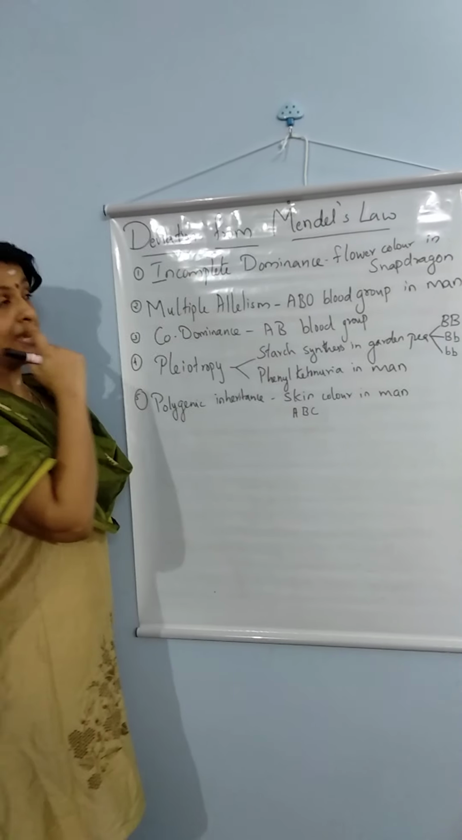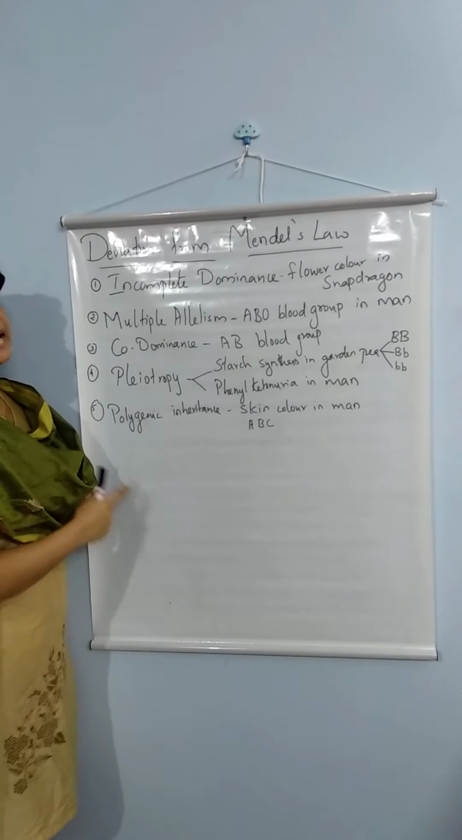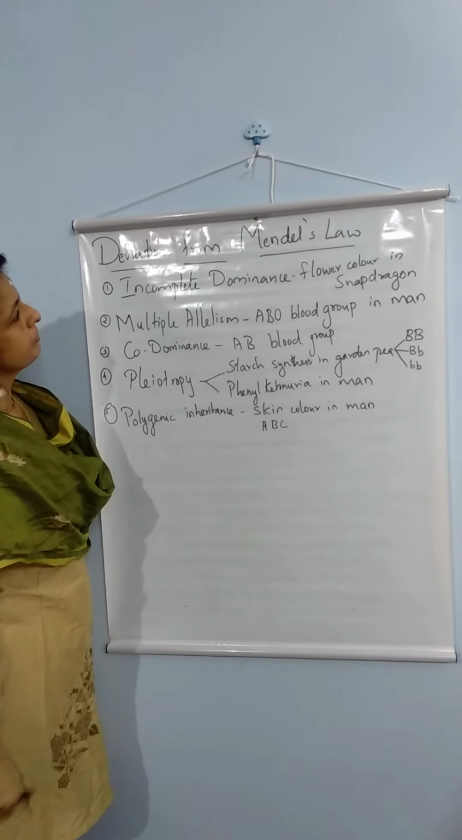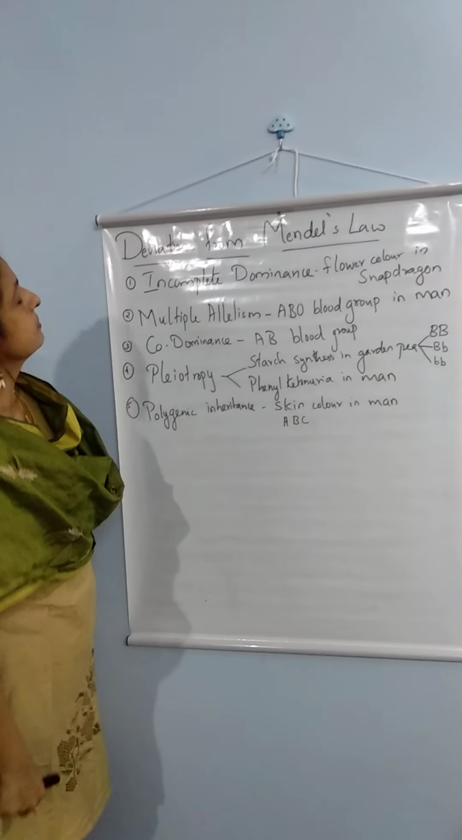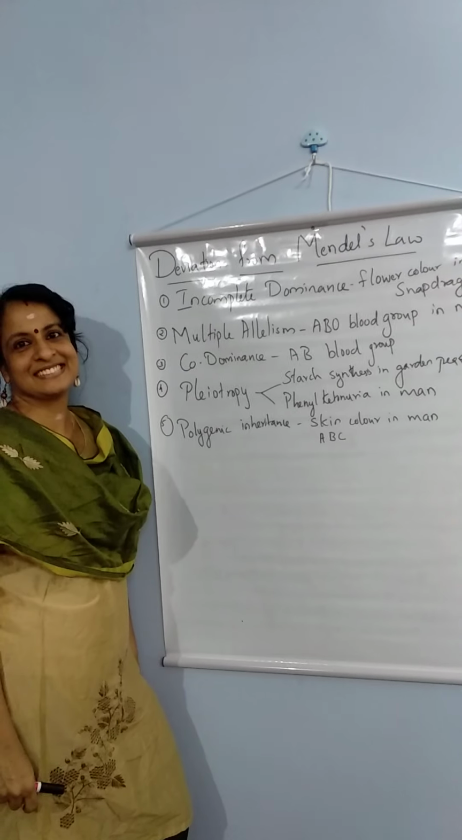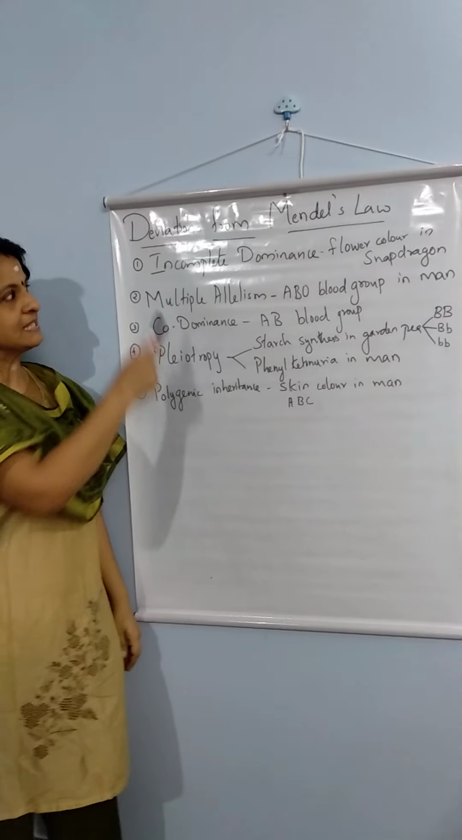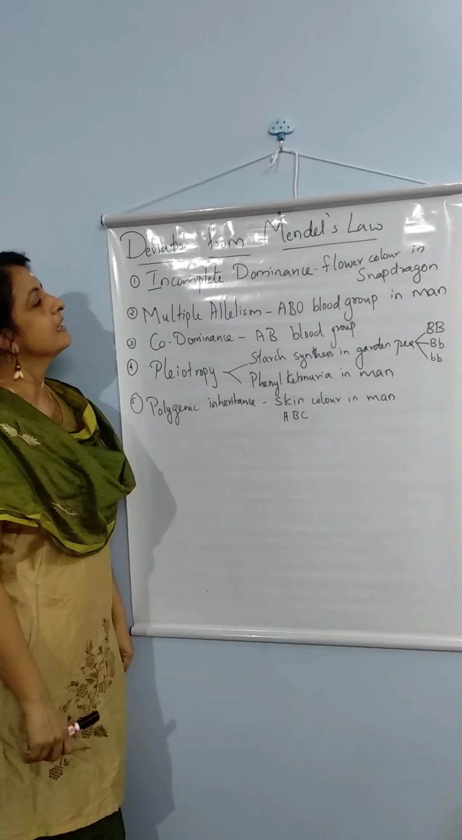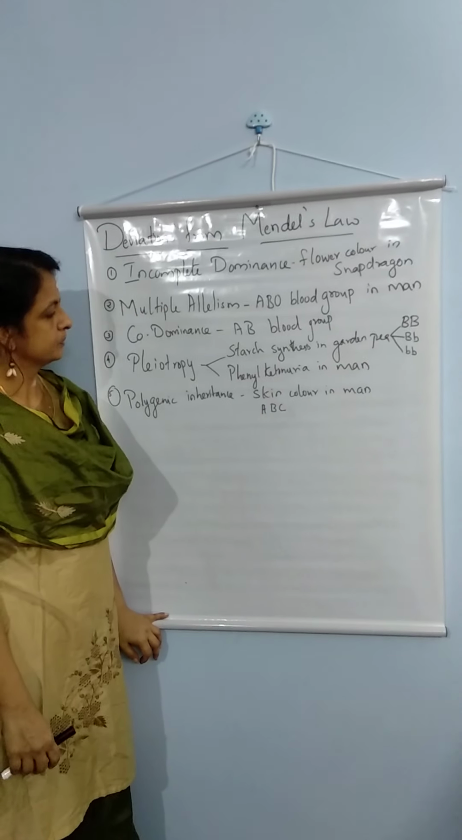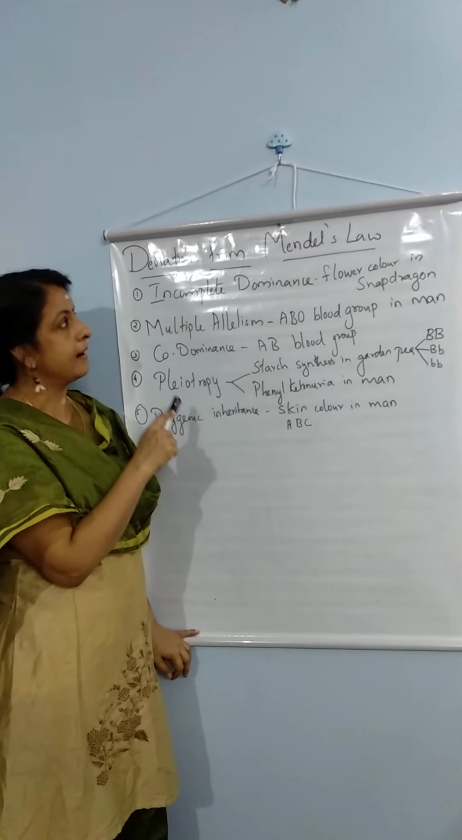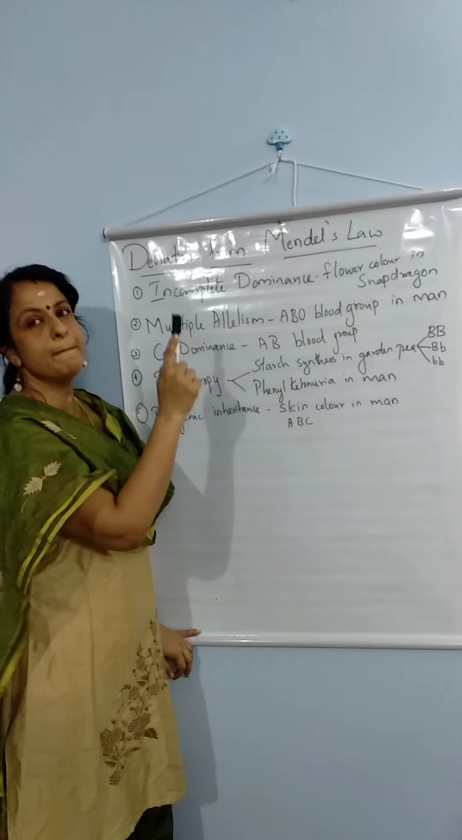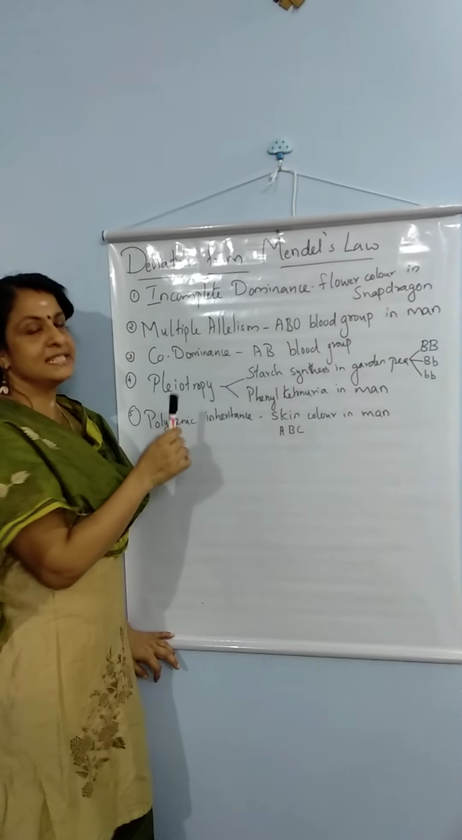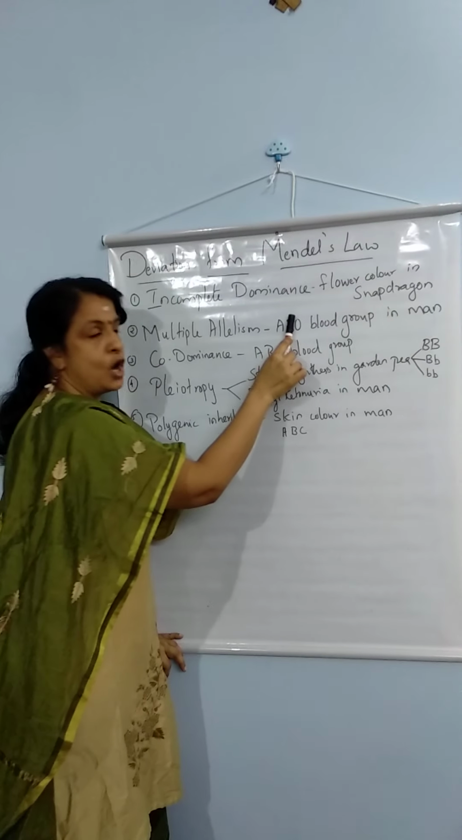But we can see deviation in these five types of inheritances. These five types of inheritance show deviation from Mendel's law. Now the first one, incomplete dominance.